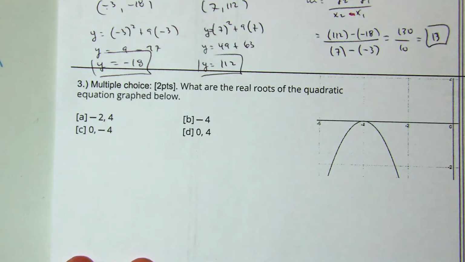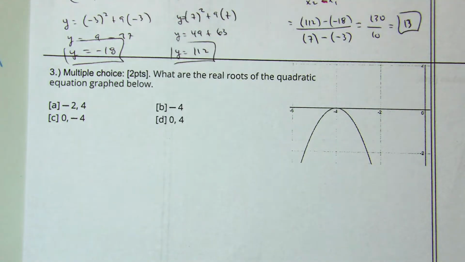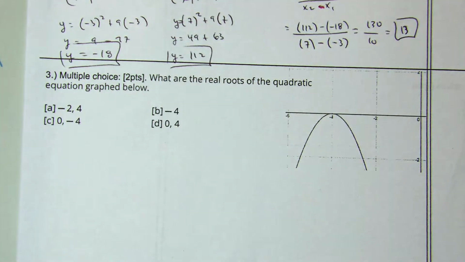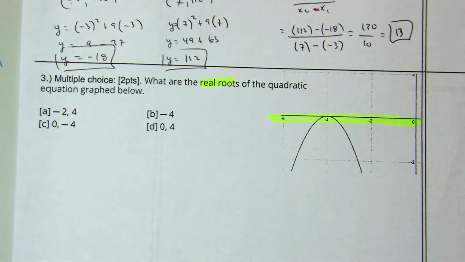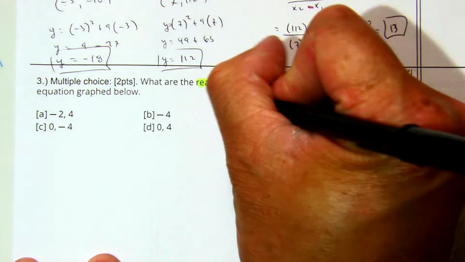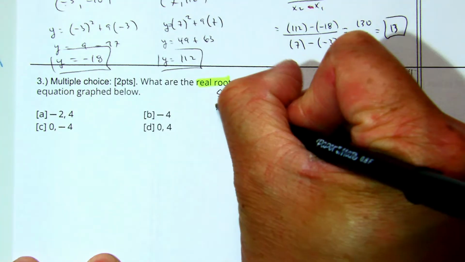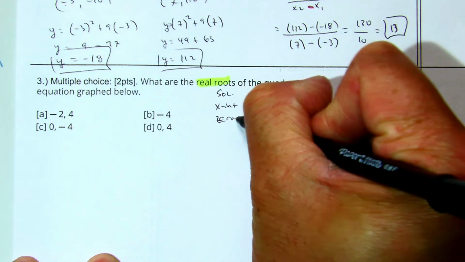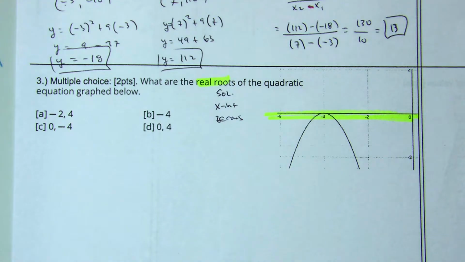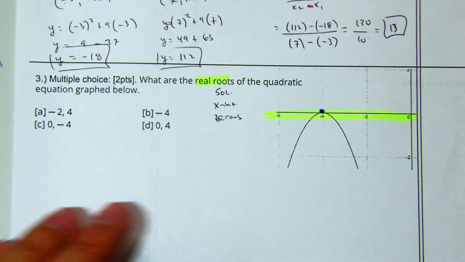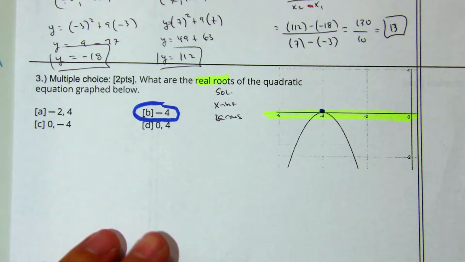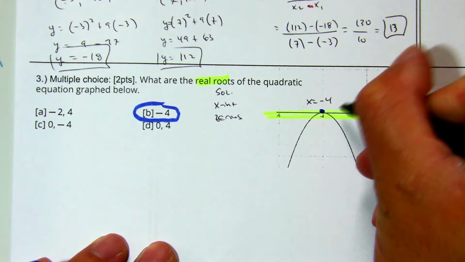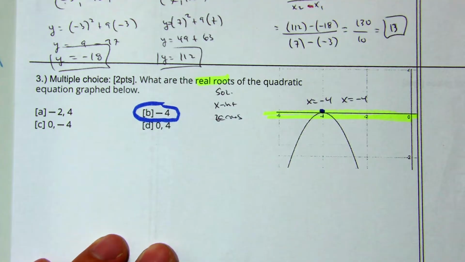For question number 3, what are the real roots of the quadratic equation graphed below? Real roots is when it intersects the x-axis. Remember, their other names are called solutions. They're also called x-intercepts. They're also called zeros. Now this one only crosses at -4, and that's our answer. This is what they call a double root, so you would say x equals -4 and x equals -4, or you can also say a multiplicity of 2.